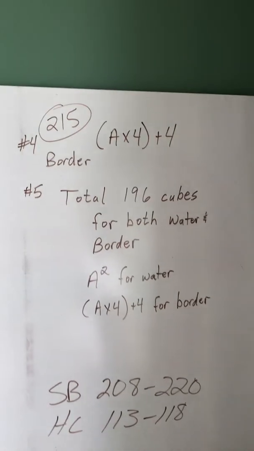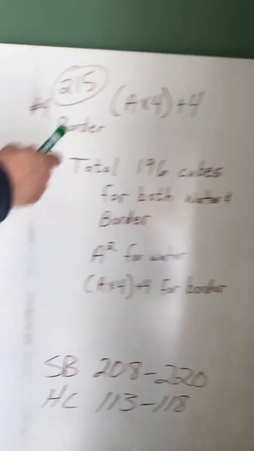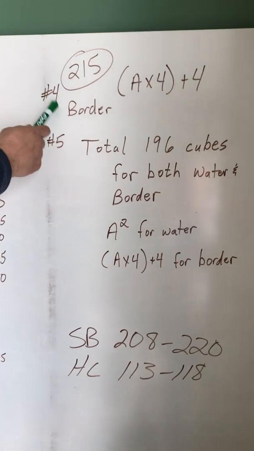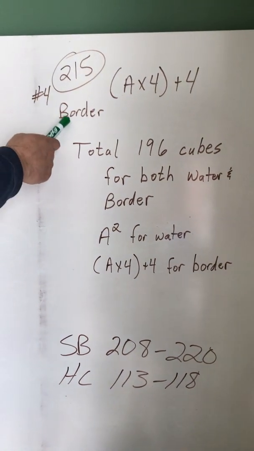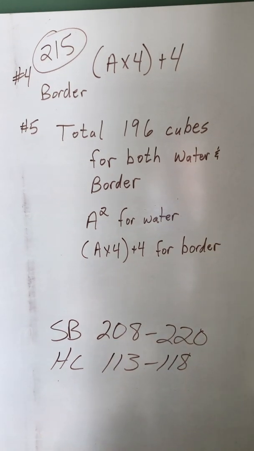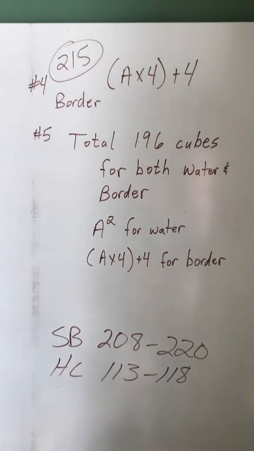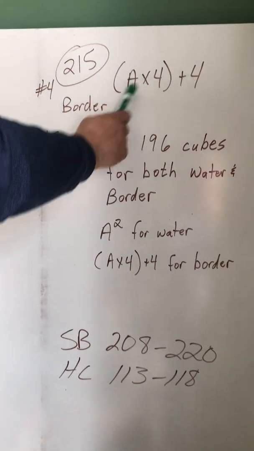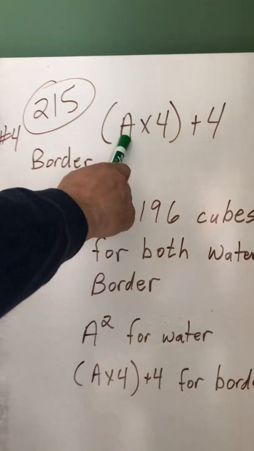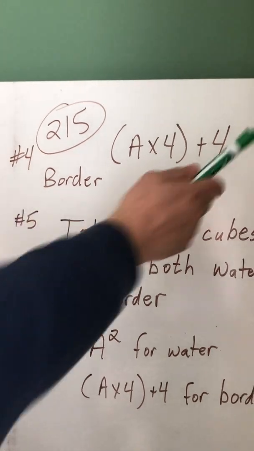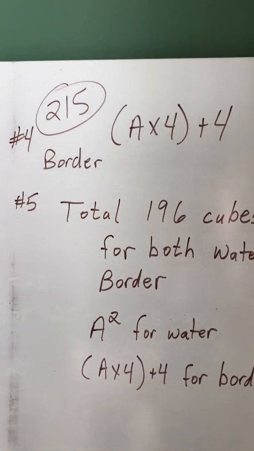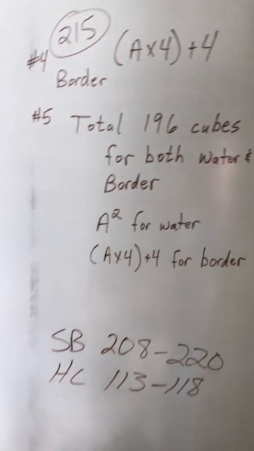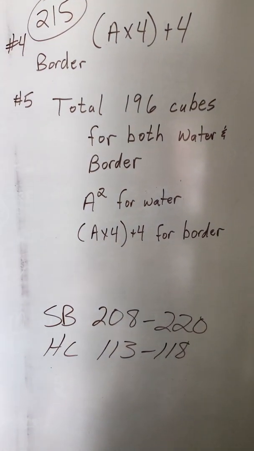Now, this last section, what I wanted to go over real quick is on page 215, number 4. It talks about total tiles for a certain arrangement for the border. Well, remember the formula. For the border, whatever the arrangement is, times 4 plus 4 will give you the total amount of tiles for the border, okay? Now, number 5 is really cool. Let me explain it to you.